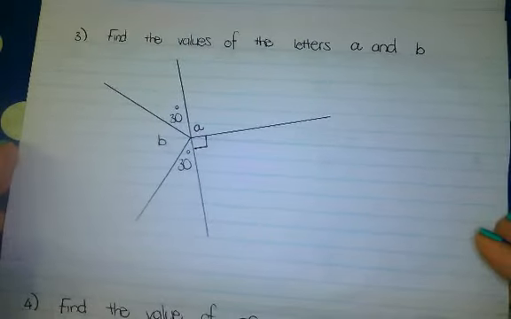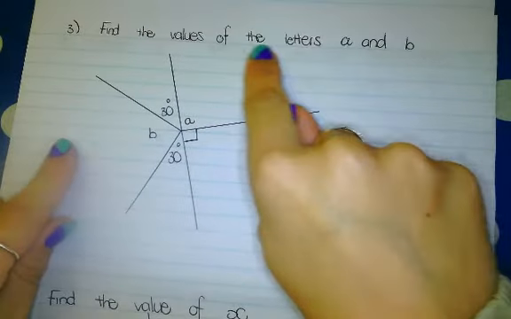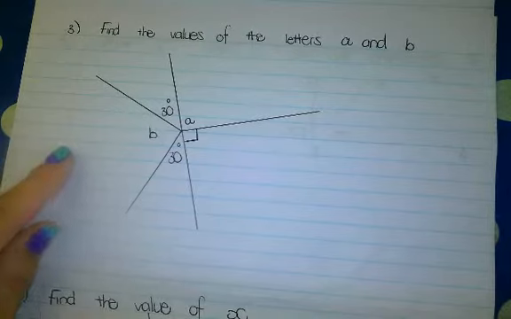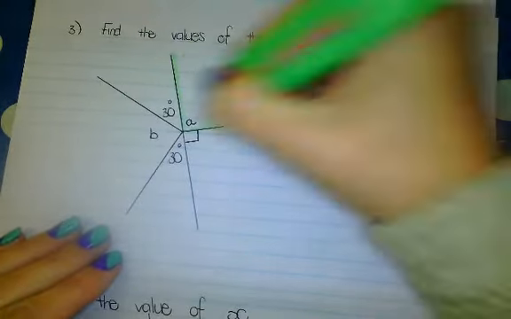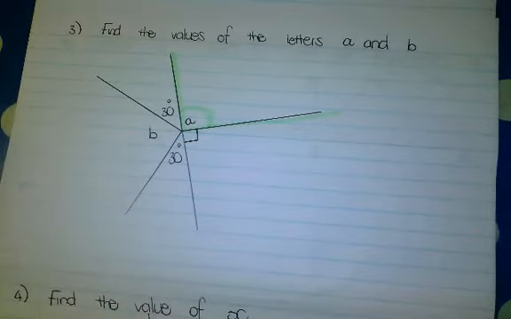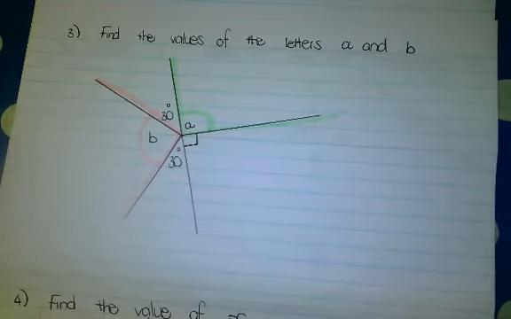Okay, question 3. Where did I put question 3? Sorry, there it is. Okay, here is our question 3, getting slightly trickier as we go along. So we need to find the values of the letters A and B. So A is this angle here. Okay, it's being formed there by those 2 lines. B is this angle here being formed by these 2 lines. Okay, so we've got to find the values of A and B. What are the sizes of those angles?